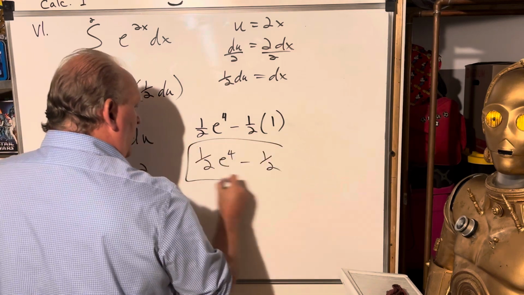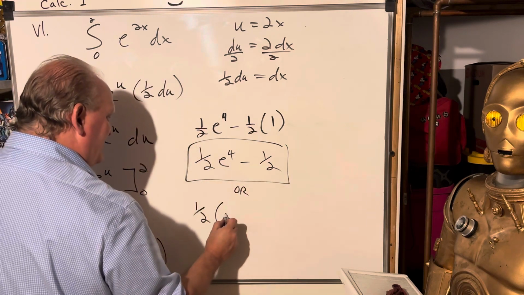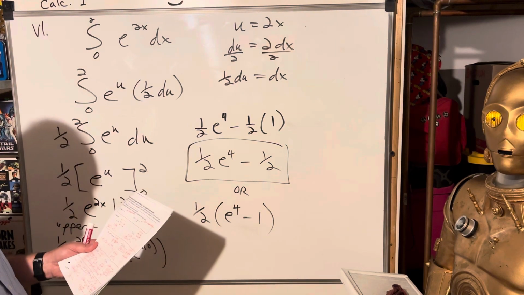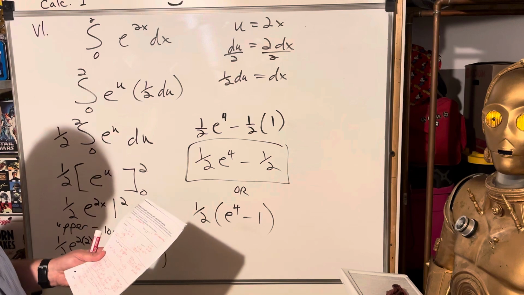That's fine. Or I know some students right away when they see the 1/2, they want to factor it out and go e to the 4th minus 1. That's fine. You don't really have to factor out the 1/2 if you don't want to. All right.